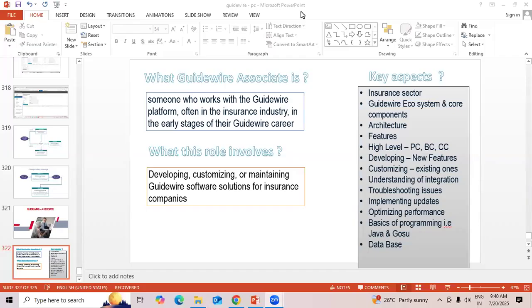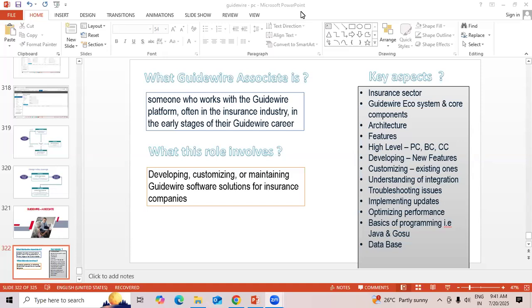But as a Guidewire associate learner, if you want to become a Guidewire associate, what are the key aspects that I want to learn? Many people will have this doubt: what kind of knowledge do I want to acquire, and what are the key aspects involved? First, to become an associate, you need a detailed understanding of the insurance sector. I'm talking about the property and casualty insurance sector, how it functions, how it works, what different business areas they have, followed by the lines of business they are involved in.